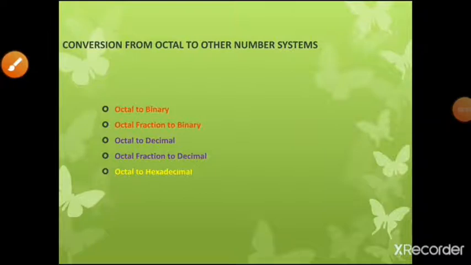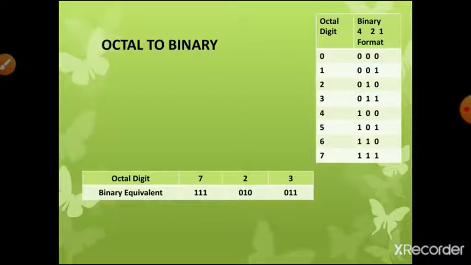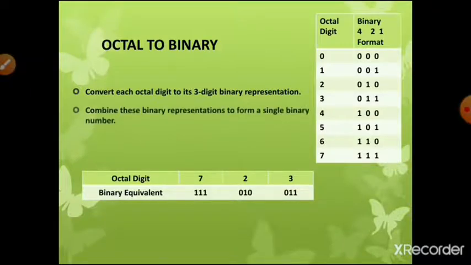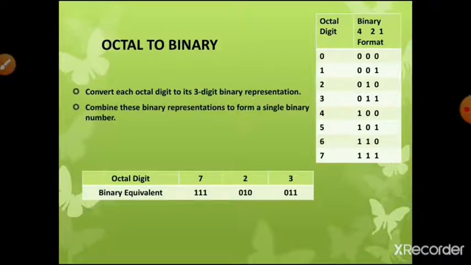Octal to other number system conversion. In this we are going to discuss octal to binary, octal to decimal and octal to hexadecimal. Let us start with octal to binary. How to convert octal to binary? We take each octal digit and represent it in its 3-digit binary format. At last we combine all the binary representations to form a single binary number.